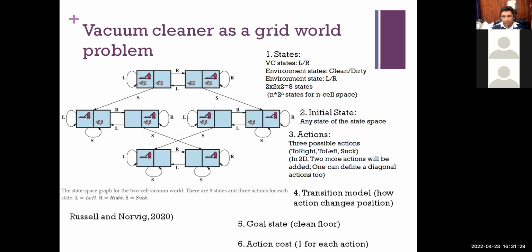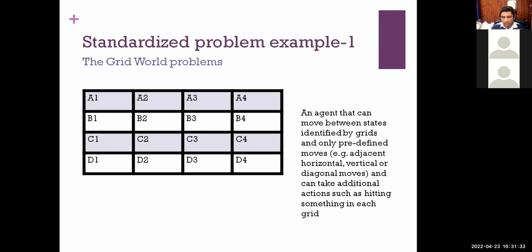This is now an example of a grid world problem. So this is the standardized grid world problem. Now, I do not show the next slide. I just gave you a glimpse, but can you now think of the 2-tile vacuum cleaner that we have been talking about? That 2-tile vacuum cleaner can be treated as a grid world problem. If it were to be treated as a grid world problem, how will it look like?